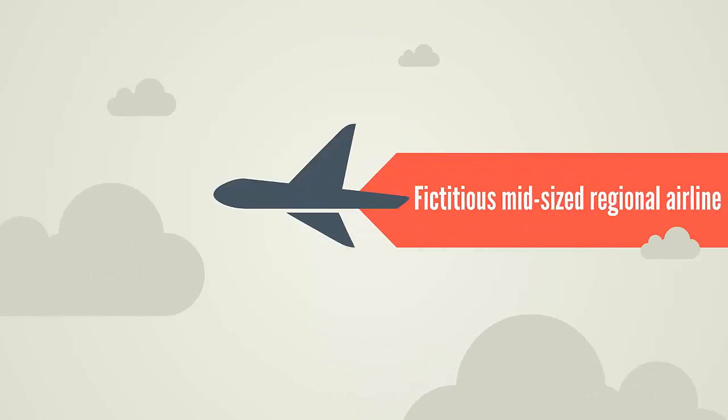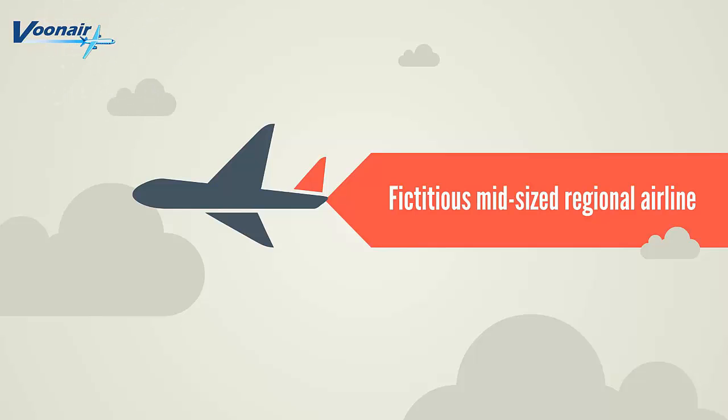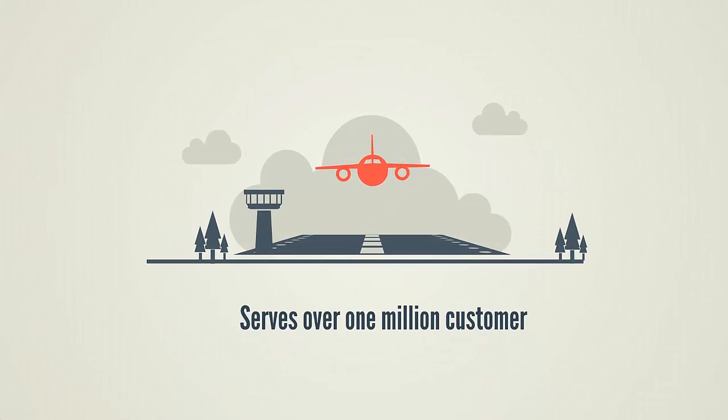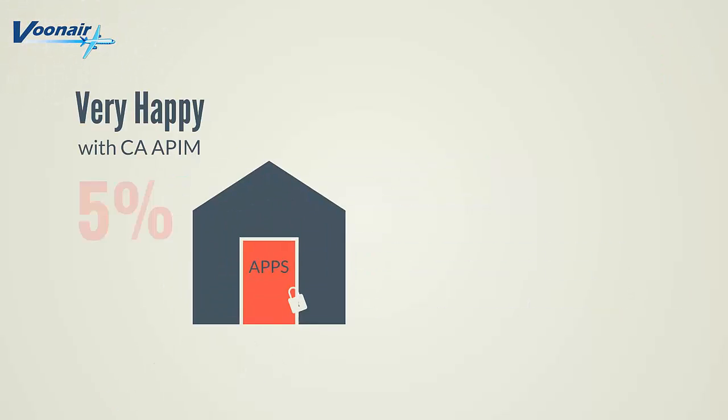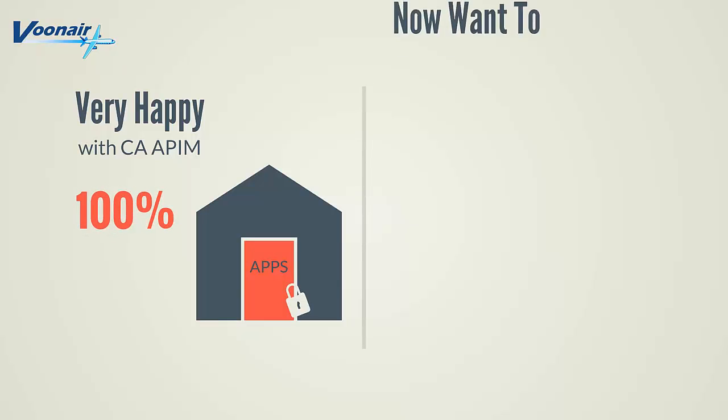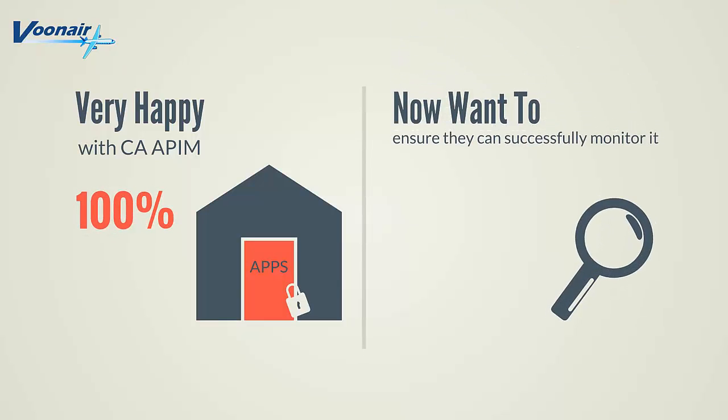Voonair Airlines is a fictitious mid-sized regional airline that serves over 1 million customers annually. They have implemented the CA API management suite to transform their business and succeed in the application economy. While they are very happy with CA APIM, they now want to ensure they can successfully monitor it.